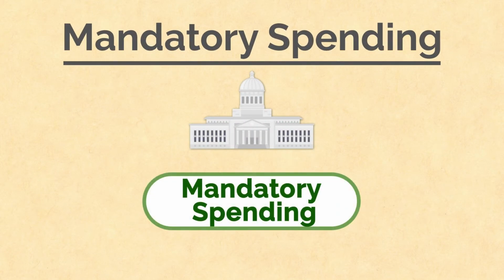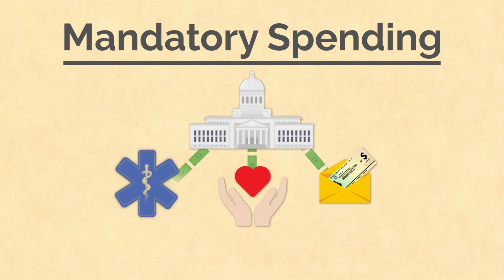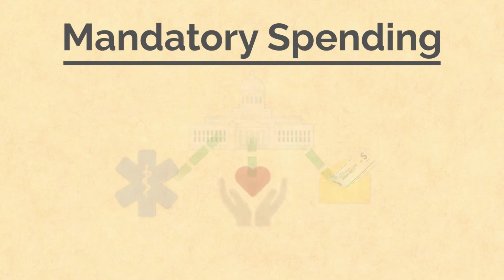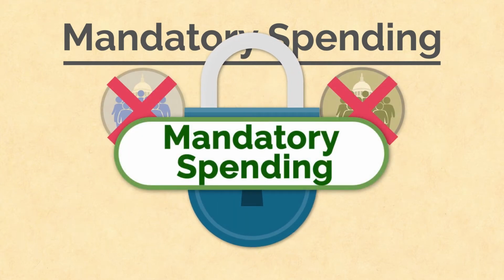Mandatory spending. There are some things that the government has to pay for all the time. These things are called mandatory spending. Medicaid, Medicare, and Social Security are mandatory spending. The House and Senate Appropriations Committees do not get to make any decisions about mandatory spending.